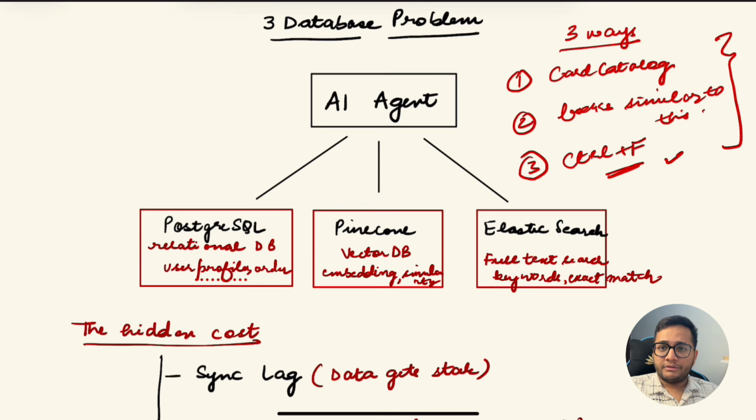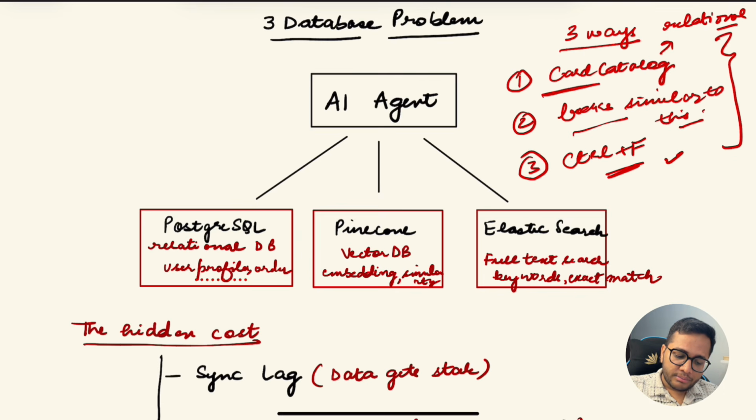So there are three different ways for three different use cases, and the same is here, right? This card catalog is the relational DB, how a relational DB functions. A book similar to this one is a fuzzy thing, not very concrete. This is what Pinecone or a vector DB would store. And third is like Control F, wherein you can find exactly the specific book that you want. And this is Elasticsearch.